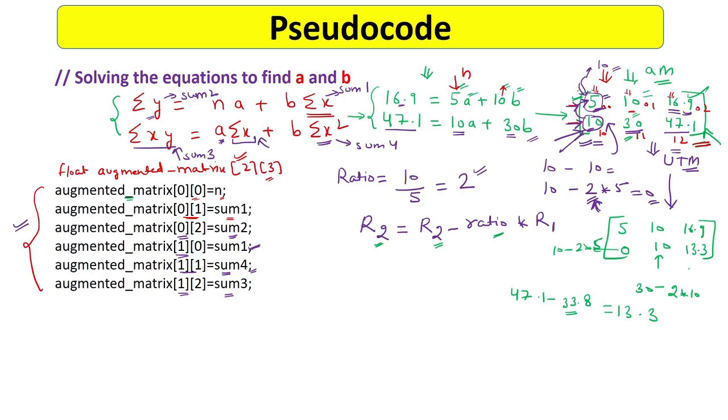Now this is the upper triangular matrix, because all the elements below this diagonal are 0. I do not have to take this part into account; I have to see just this part. Now this is the upper triangular matrix, and as you have seen in my Gauss elimination video, I have to apply the back substitution method to find the values of a and b.